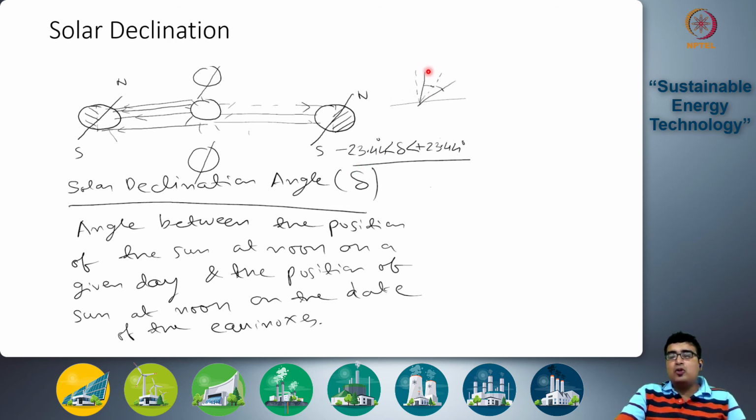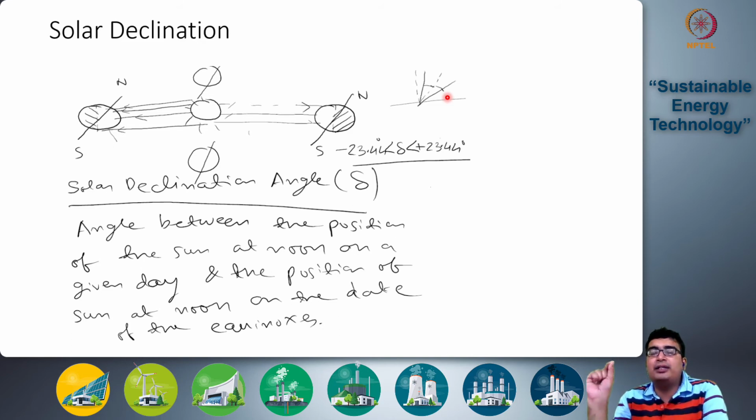Okay, so this is shown here. This is the angle that the sun makes with the ground normal at equinoxes, and this is the angle that it makes in the summer solstice, and this is the angle it makes in the winter solstice. So this is plus 23.44 and this is minus 23.44. Okay, so that's how the differences are. So the angle between the position of the sun at noon on a given day and the position of the sun at noon on the day of the equinoxes, this value is the declination.